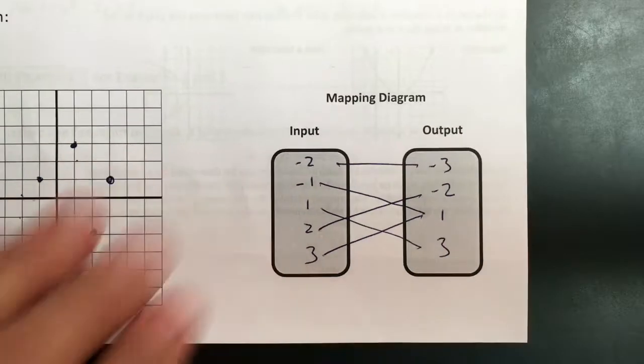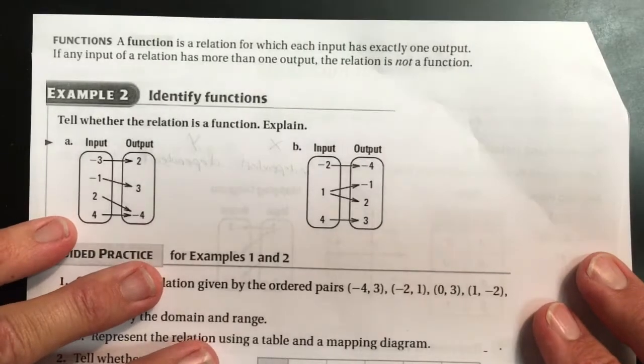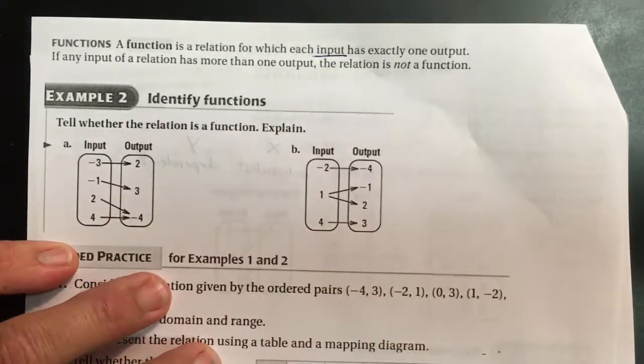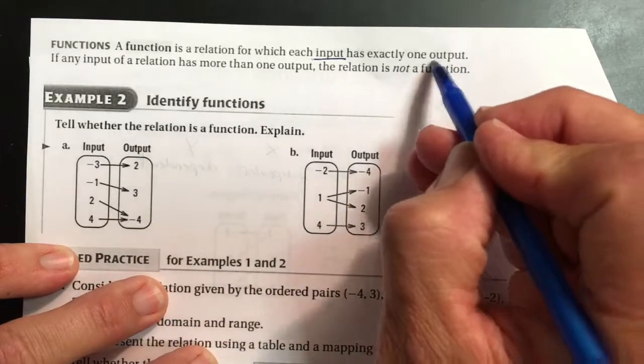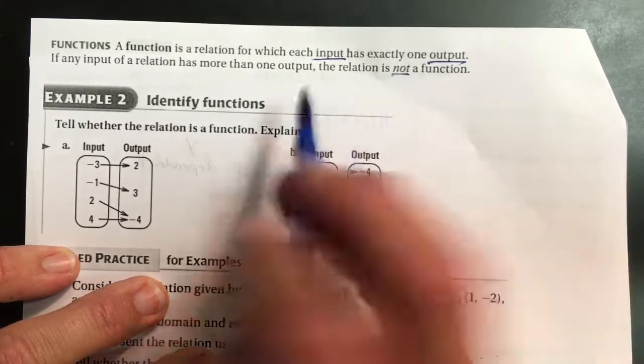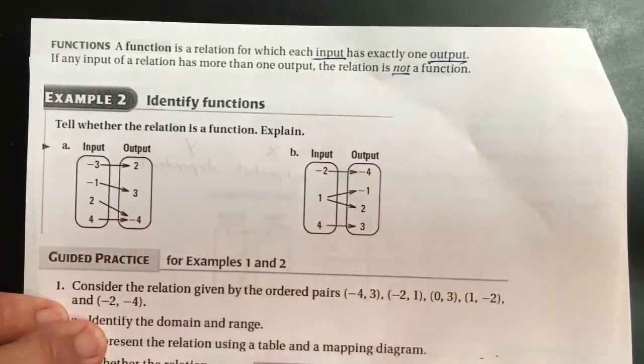Now, let's delve further into these. Functions. A function is a relation for which each input has exactly one output. If any input of a relation has more than one output, the relation is not a function. So one input to one output. But there's some tricky things about that.